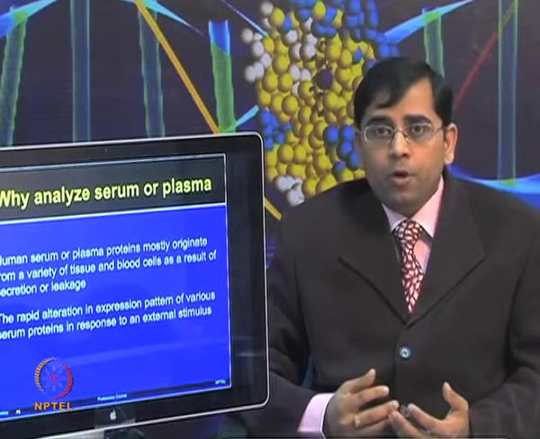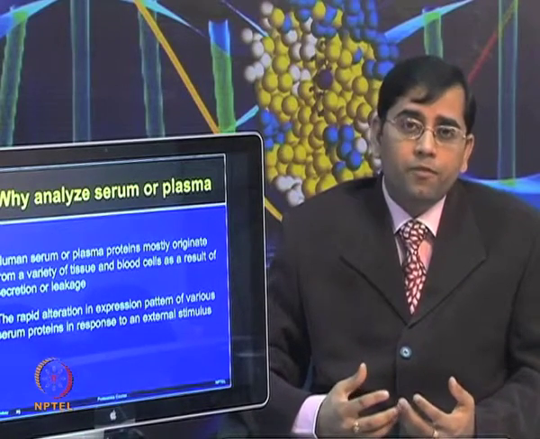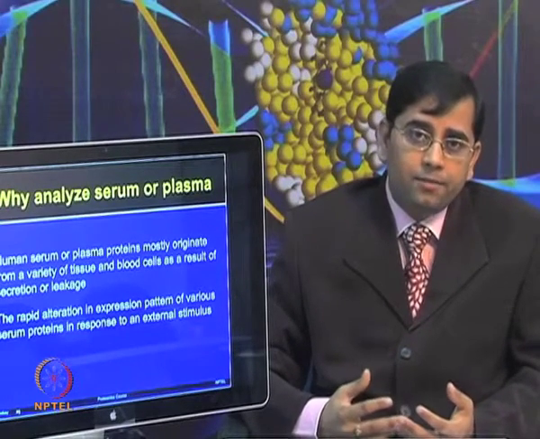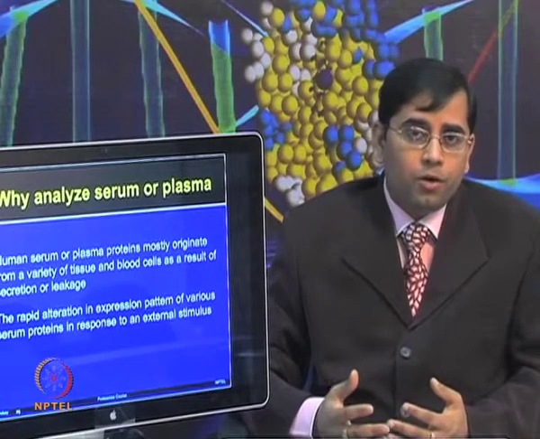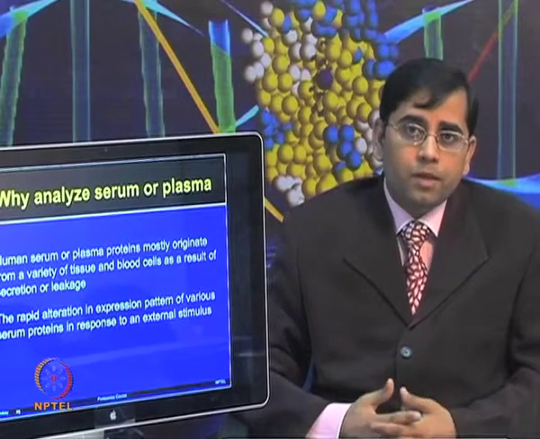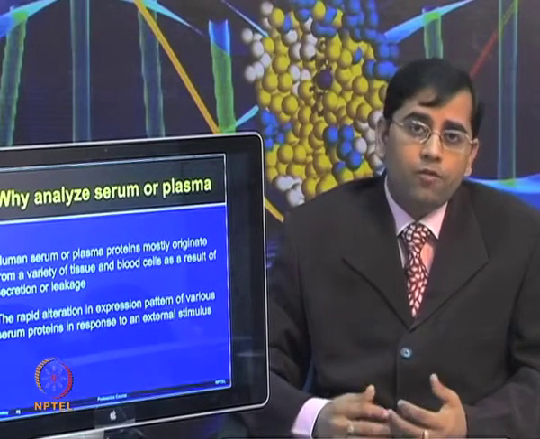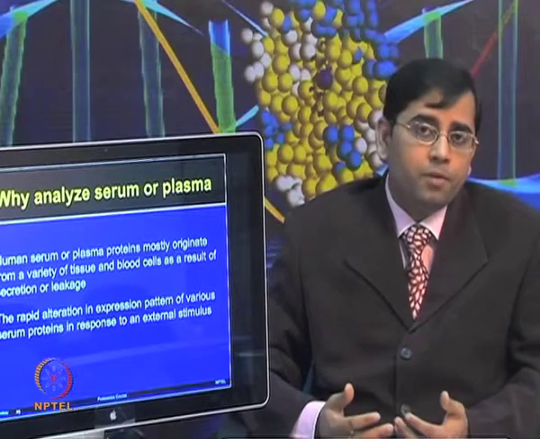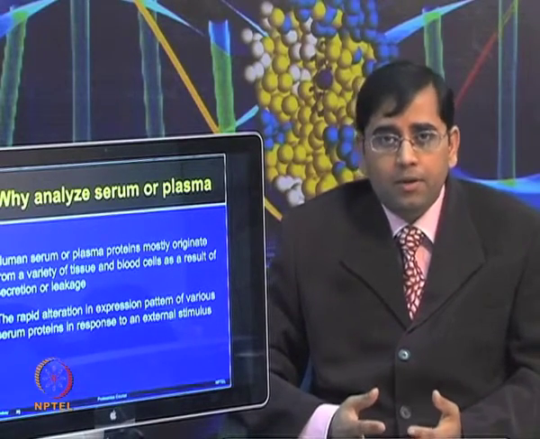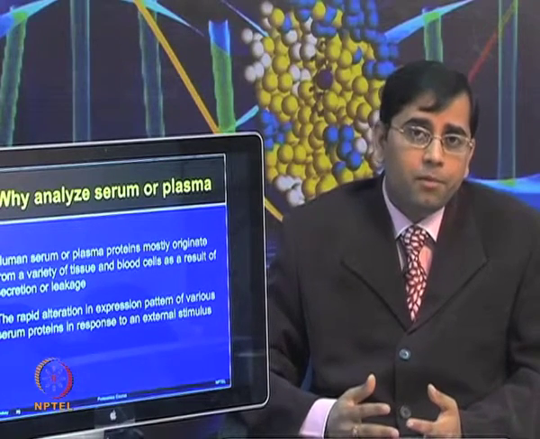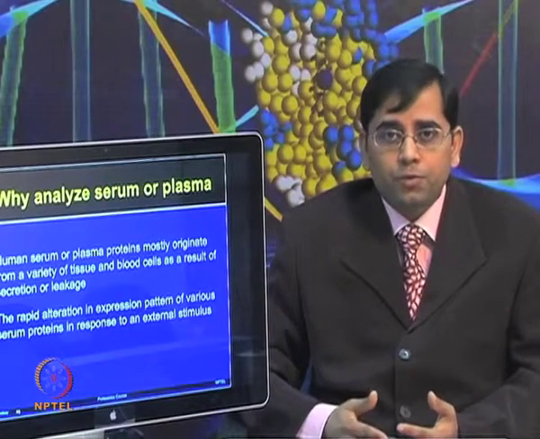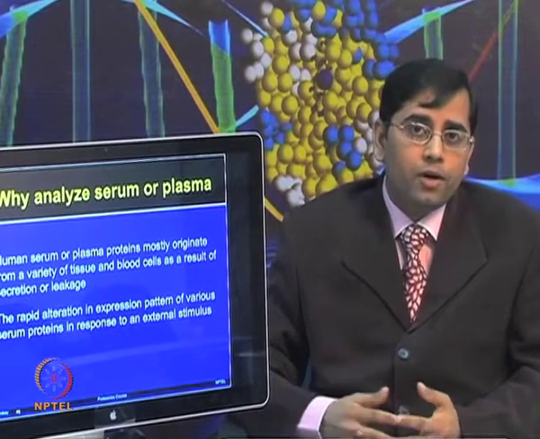So, to get a feel for the physiological changes happening in a patient due to a disease, people analyze the serum or plasma proteome very often, because blood removal for various types of tests is performed in clinics. So, blood is a very easily accessible sample, and performing serum or plasma proteomics becomes very easy as compared to dissecting out a tissue for further analysis.